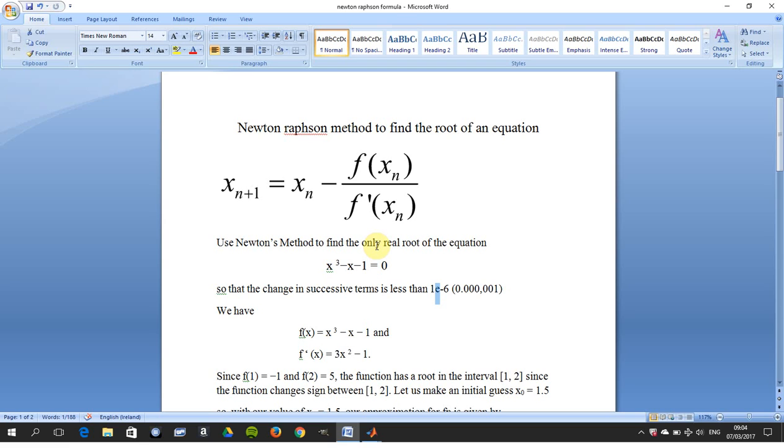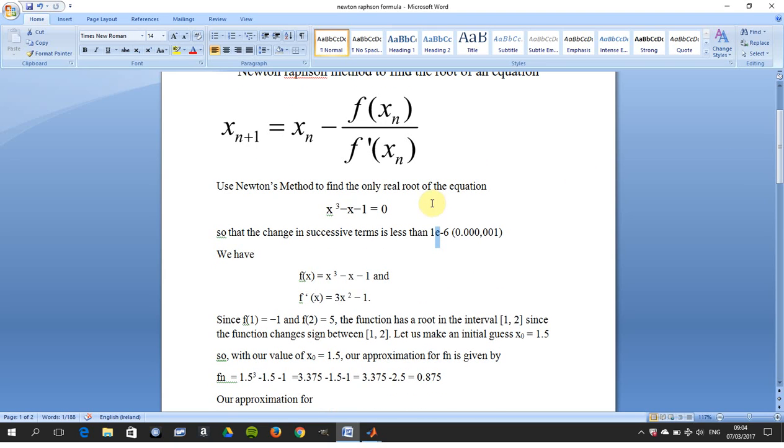Today we're doing Newton-Raphson in MATLAB. There's our formula: our new term is our old term minus f of the old term over f dash, or f prime of the old term, or the derivative of the old term. And we're going to do it for that function, and we're going to keep iterating until the change is less than 1 millionth, 1e to the minus 6.